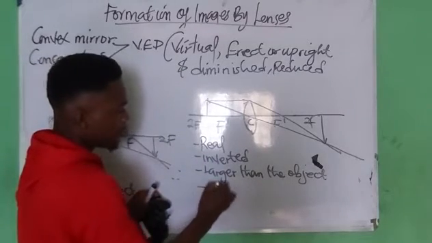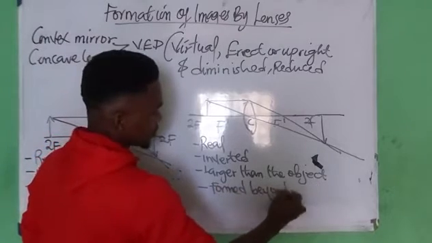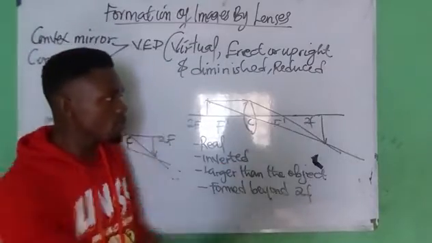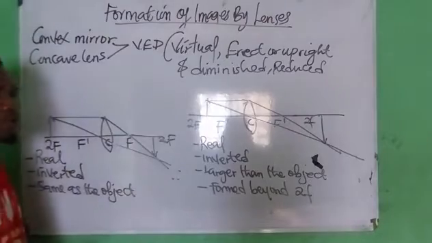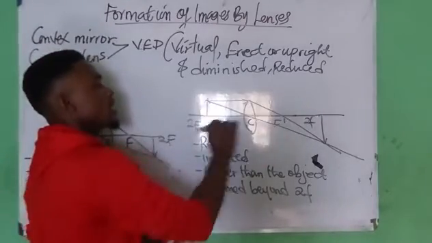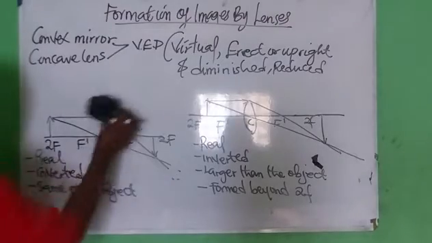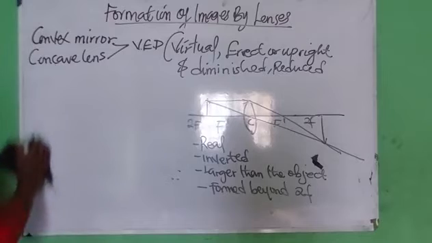Apart from that, what will you observe? It is formed beyond 2f. You see now that the image is formed beyond 2f. Alright, you can use your rule to take an accurate measurement of what I'm doing now. Please take note of what we are doing right now.